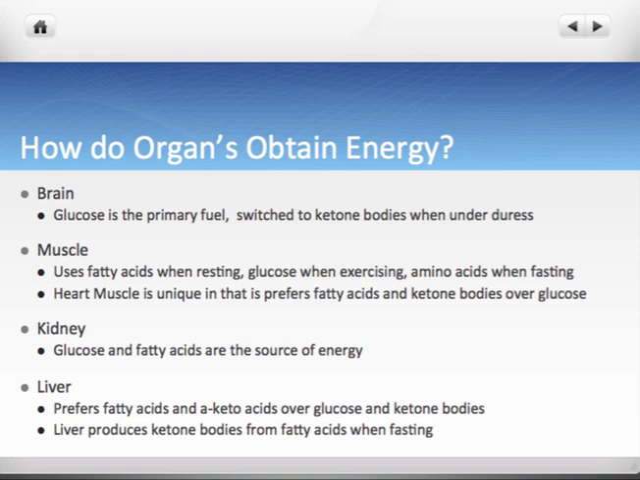And then we have the liver. The liver prefers fatty acids and alpha keto acids over glucose and ketone bodies, and the liver is also responsible for producing ketone bodies when we're fasting. Additionally, a side note is that of all those metabolic pathways that we looked at earlier, the liver is the only organ that is able to actually go through all of those different types of metabolic pathways, and so it's really a major organ in understanding metabolism.